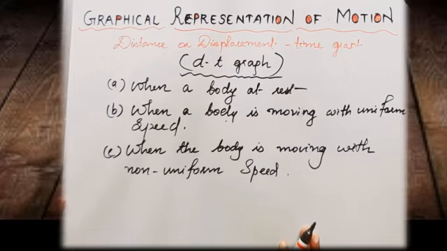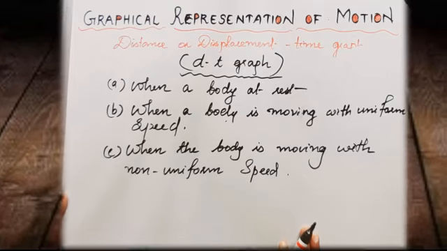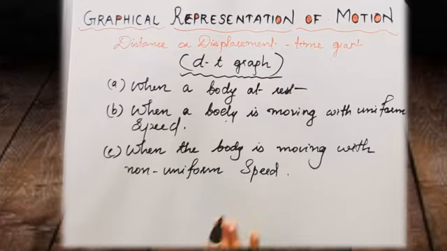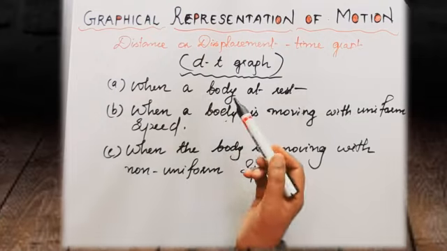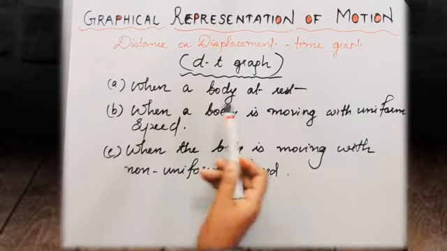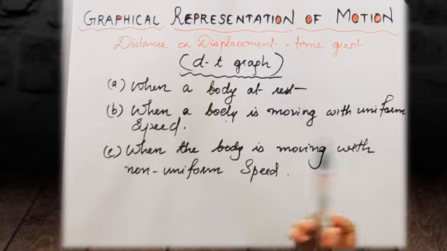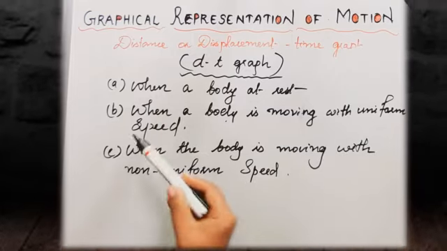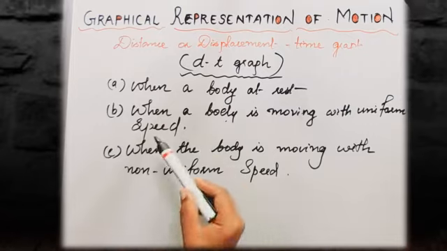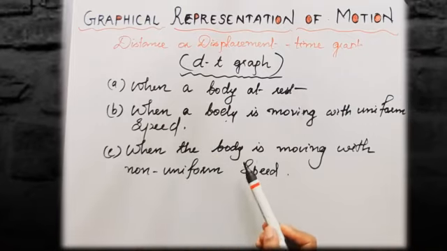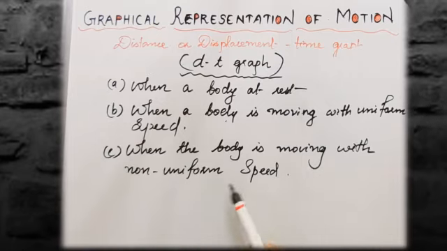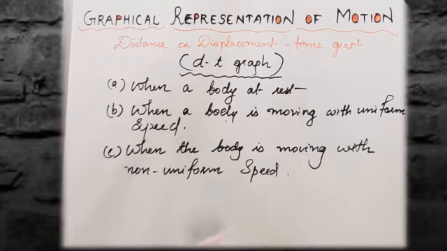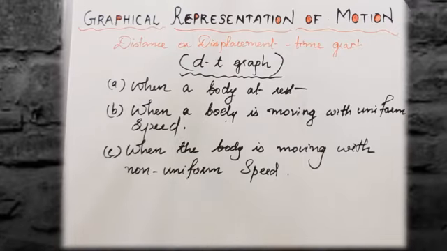We will study the dt graph of a body under the following conditions. We are going to draw the dt graph when a body is at rest. We don't know which type of graph we will get. Then when a body is moving with a uniform velocity. Then when the body is moving with a non-uniform velocity, non-uniform speed. Uniform speed, non-uniform speed: which kind of graph we will get in those cases, that we are going to discuss.